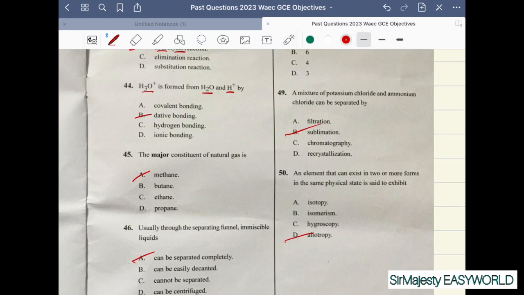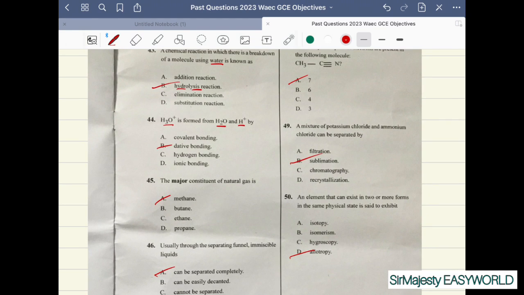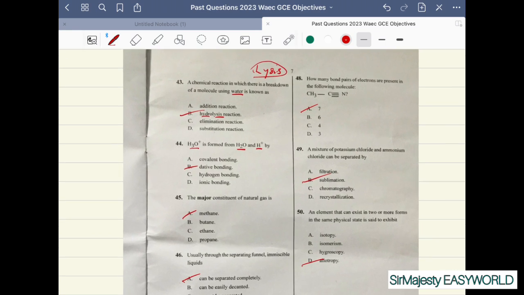So that concludes it for this WAEC 2023 chemistry objective questions, but GCE, not the main WAEC. This is GCE, that's private students.